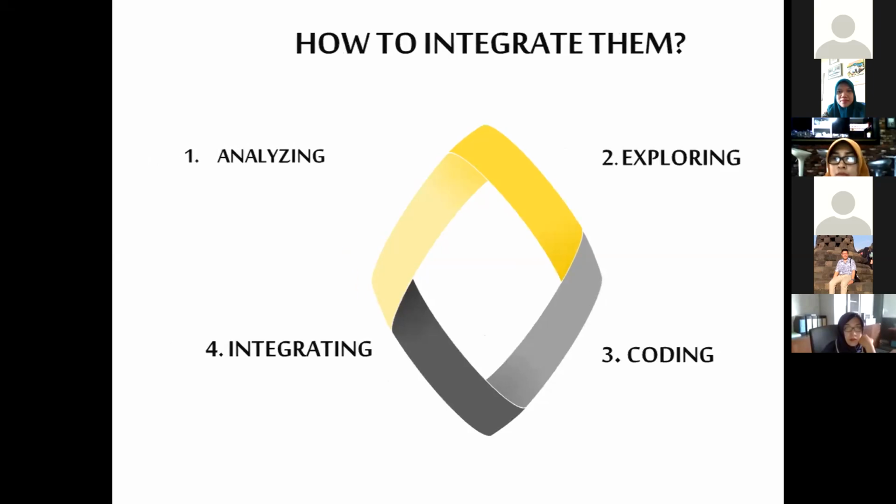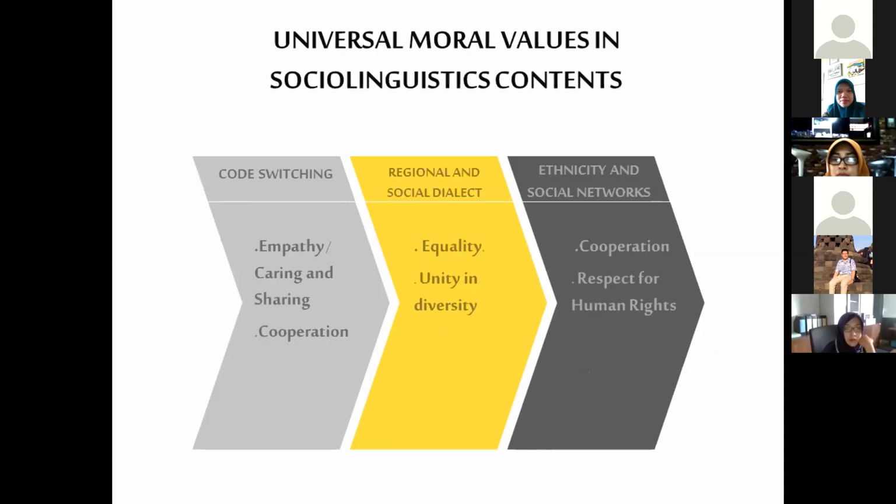Let's take an example, such as code switching. Regional and social dialect, ethnicity and social networks are examples of learning materials in sociolinguistics. For instance, when the students learn about code switching, they do not only learn the phenomena of code switching in society and the reasons for code switching, but they must also be taught about the moral values.